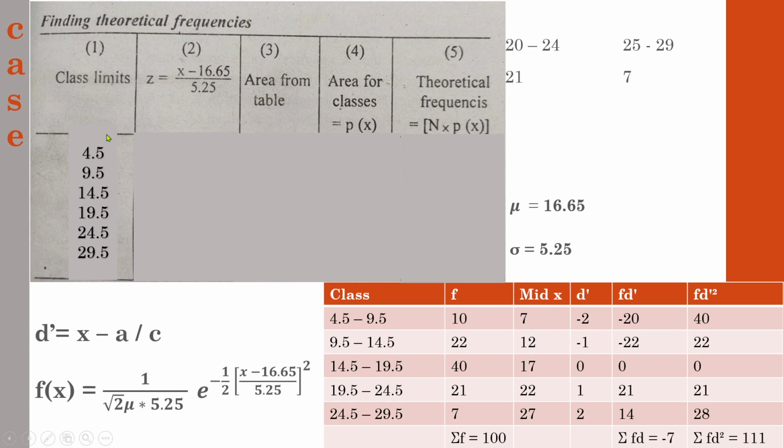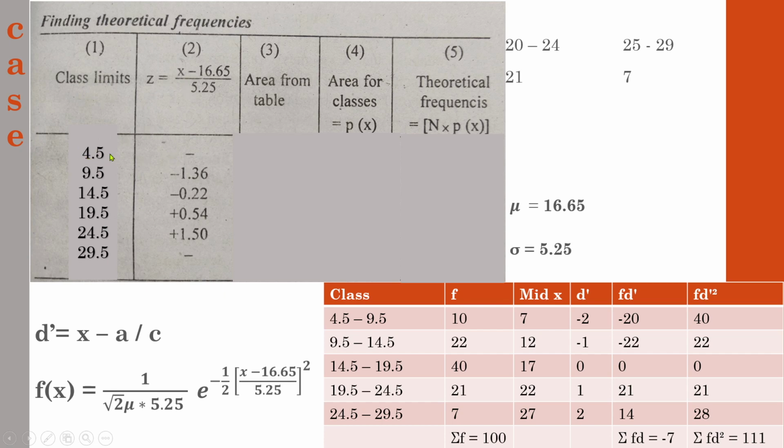So once you write down the class limits, next you need to find z. Z means x minus mu divided by standard deviation. We already found mu and the standard deviation. And what is the meaning of x? From this, the class limit is represented as x. So in each case you have to take the value instead of x.